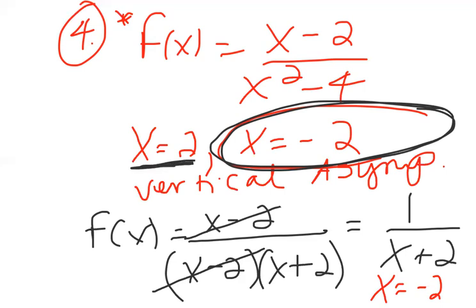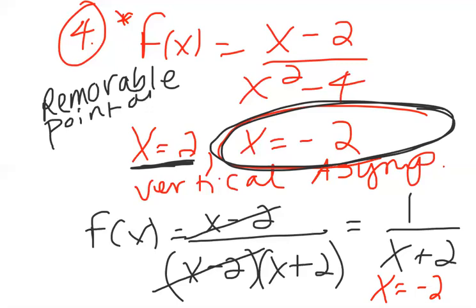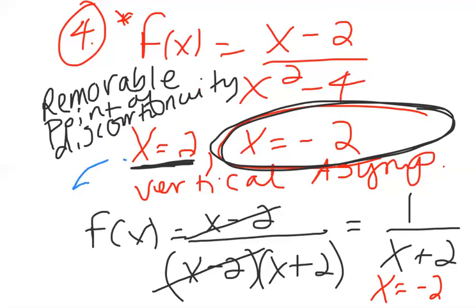And then some of you will ask, well, what happens with the x equals 2? The x equals 2 was originally a vertical asymptote, but because we removed the vertical asymptote, we call this a removable asymptote or a removable point of discontinuity. We removed it. And because we removed it, it's no longer a vertical asymptote in the graph. It becomes what we call a hole in the graph.